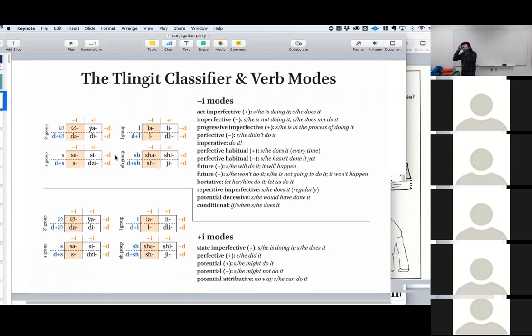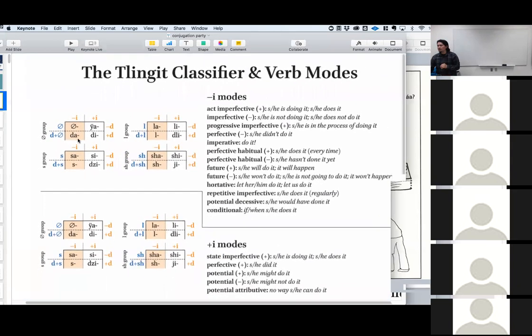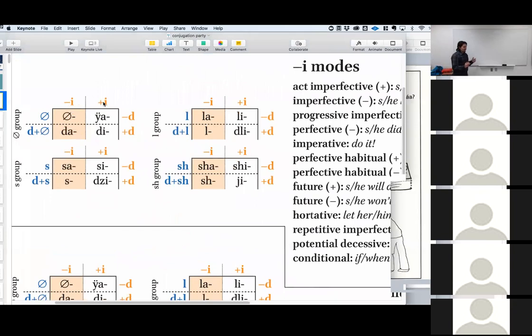The second thing that the classifier has is, as you see in this illustration, minus I, plus I. Okay, so it has two forms: zero and ya, sa and si, hla and si, sha and sh. What that is telling you is if it goes plus I, that means the verb happened. Minus I means the verb didn't happen. That's all that thing does. It's just like a little light switch to say, oh yeah, that happened. Or wait, that didn't happen. It's almost always minus I, almost all these verb modes, the classifier is in minus I.